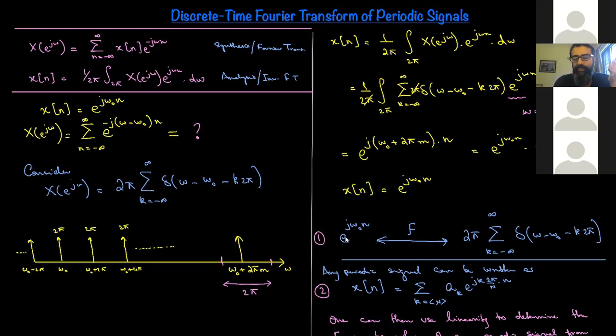So the conclusion, which is an important conclusion, is this equation number 1, right? So the Fourier transform of a complex exponential in discrete time is 2 pi times the summation of train of impulses. So e raised to j omega naught n का Fourier transform क्या है? This is a train of impulses. The first impulse residing at omega naught, the second one at omega naught plus 2 pi, omega naught plus 4 pi, plus 6 pi, इसी तरह all the way from minus infinity to plus infinity. ठीक है?